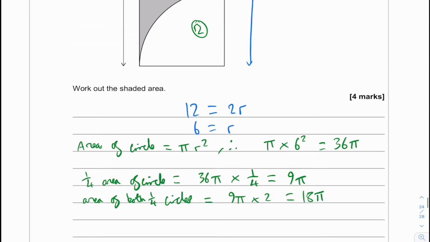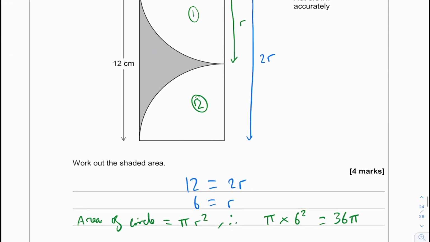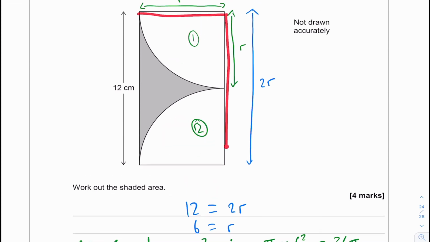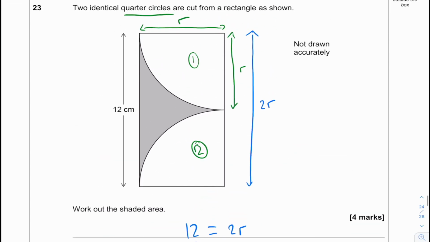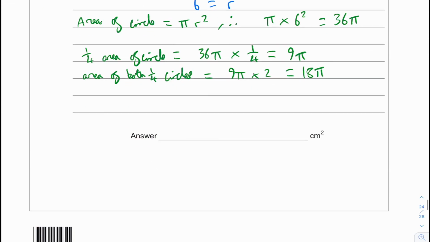Okay, and then what we need to do to find our shaded area here is take away our 18 pi, which is this area here and this area here. We need to take that away from the entire area of this rectangle. So the entire area of the rectangle is equal to length times width, so 12 multiplied by 6, which is our radius.